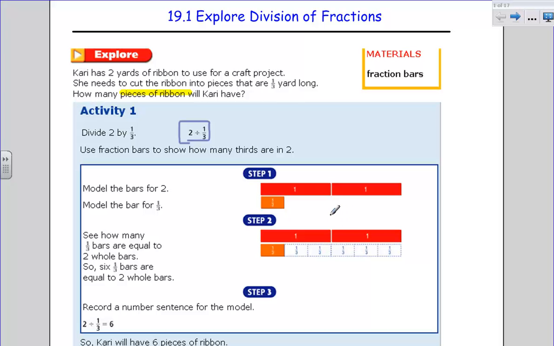Today we're going to work with our fraction strips, and we're going to be able to do this visually. The first thing I need to do is have 2 bars out to equal 2. So I have 2, and I'm dividing it by 1/3. Essentially what I want to know is how many 1/3 sections can fit into 2.